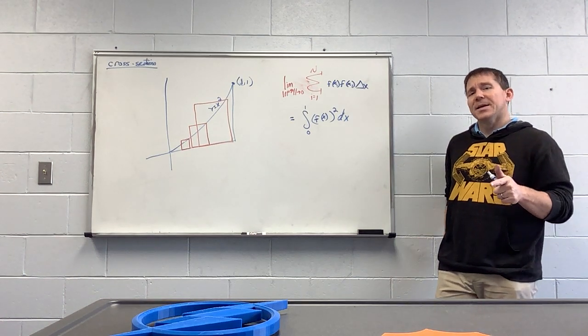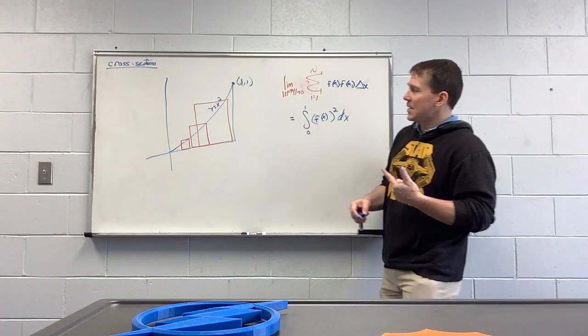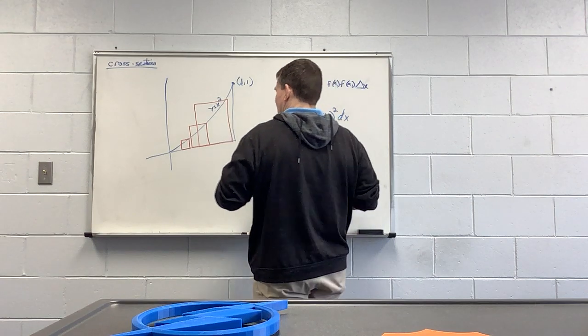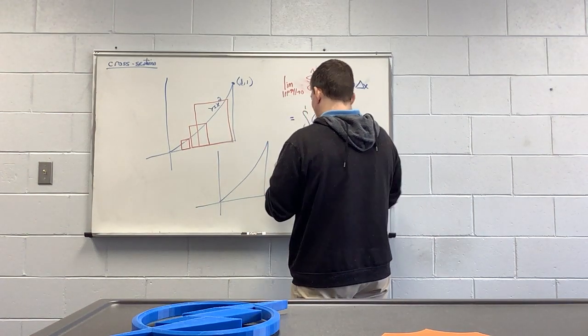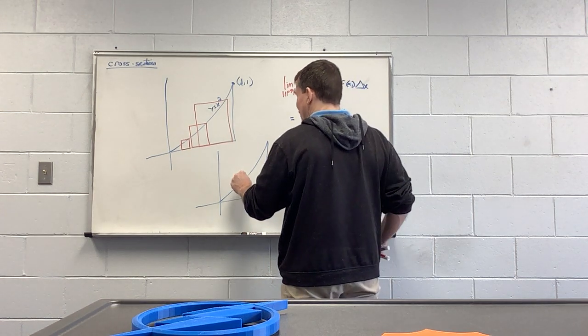But to make sure we're clear on this, what if my cross sections were not squares? I'll just draw this a little bit right here. What if they were isosceles right triangles?